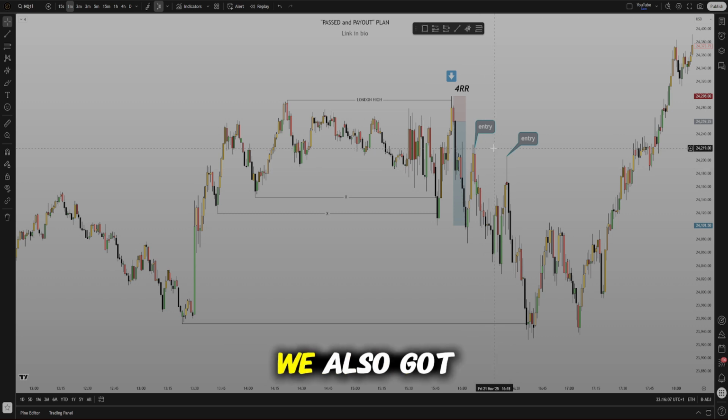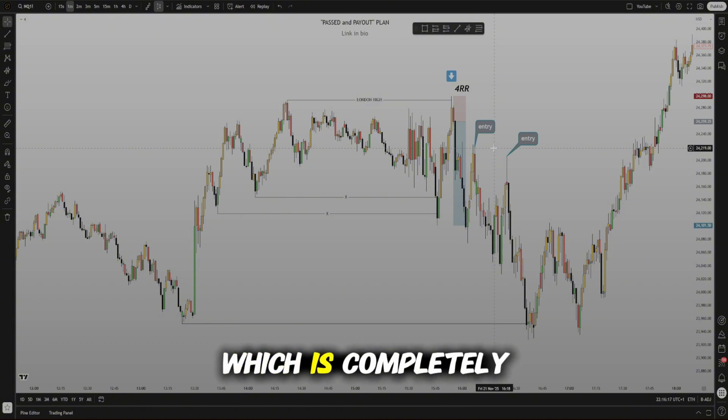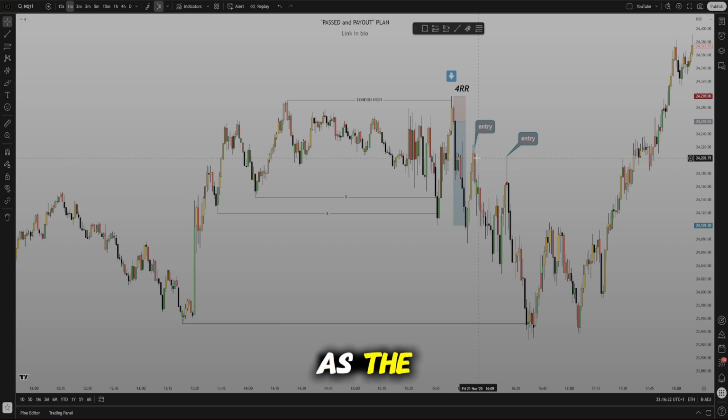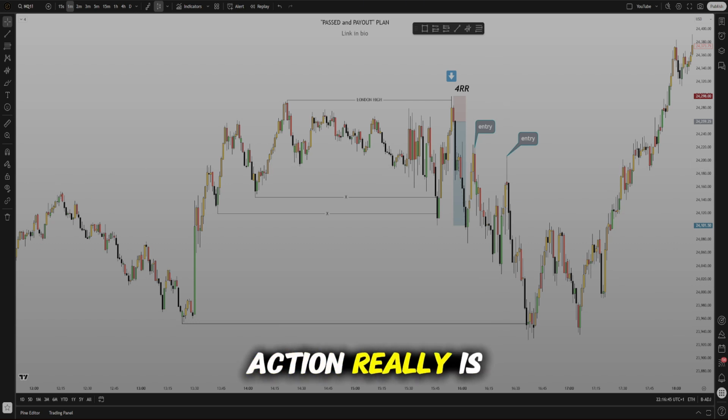After the pullback, we also got two more signal candles from the indicator. You could take them as additional entries. The pullback was deeper than 50%, which is completely fine. We even had an engulfing candle as the first signal and a very nice bearish pin bar as the second one. So yeah, price action really is king.